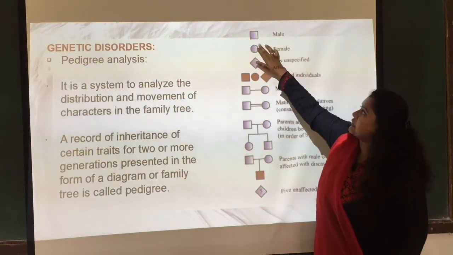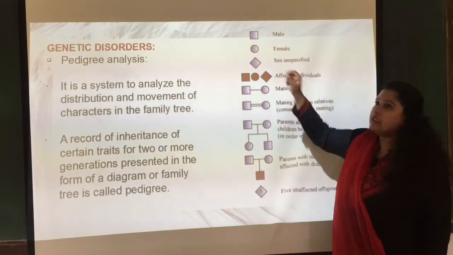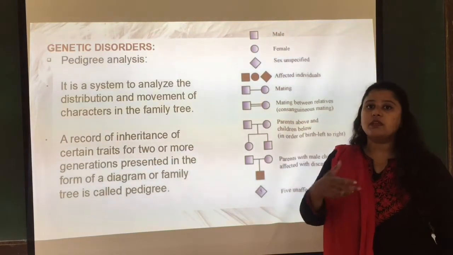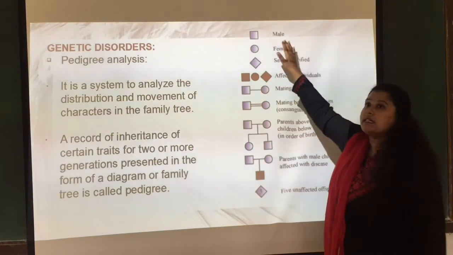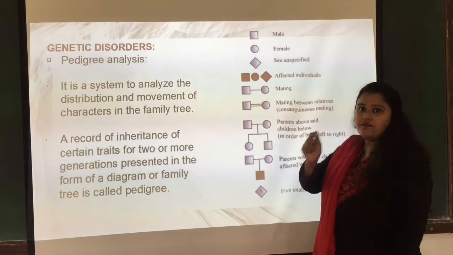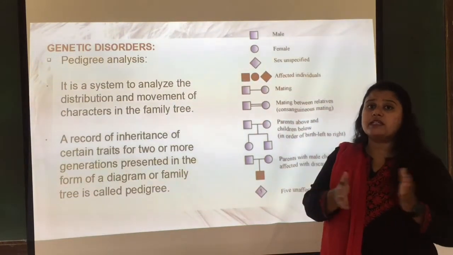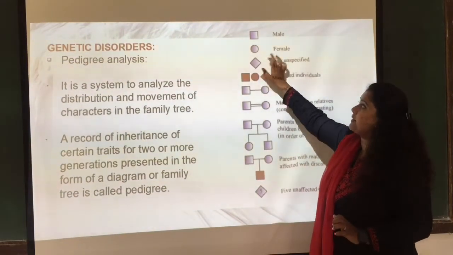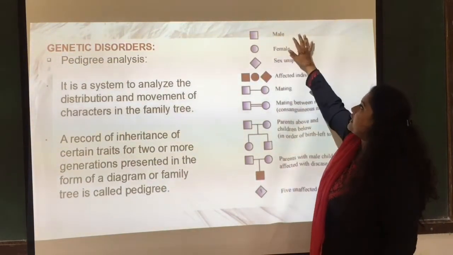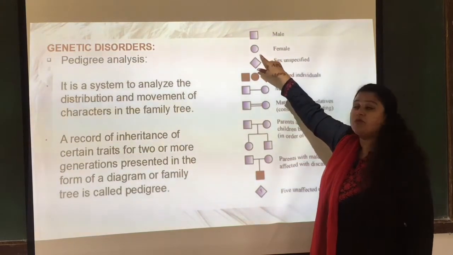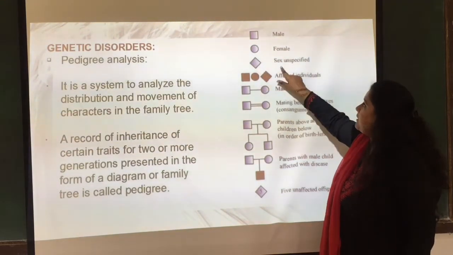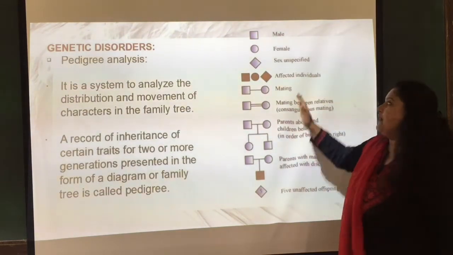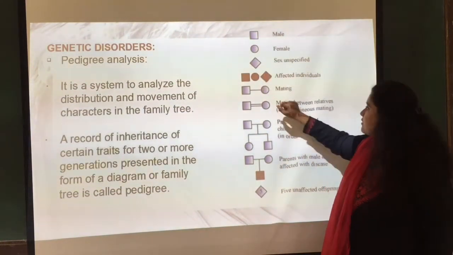So the square is said to be the male. That means if a particular couple is having a son, then that is depicted as a square. And if that couple is having a daughter, then it is depicted as a circle, which is depicting the female. So for male it is a square, for female it is a circle. For diamond shape it is sex unspecified. That means whether it is male or female, they don't know. At that time the diamond shape is used.